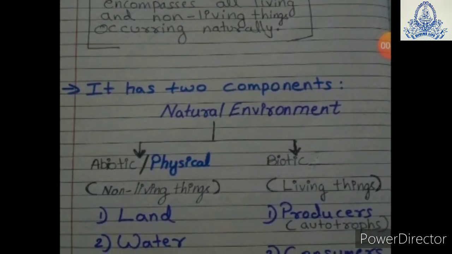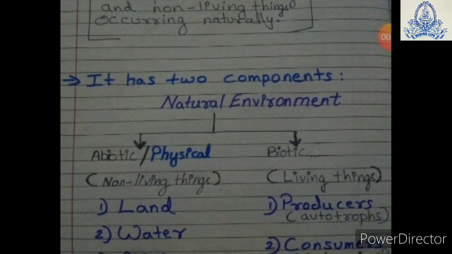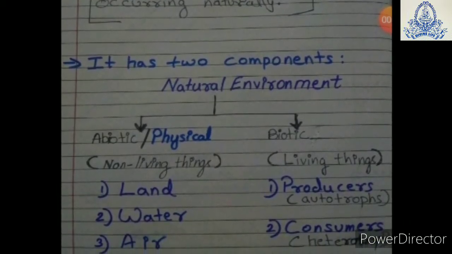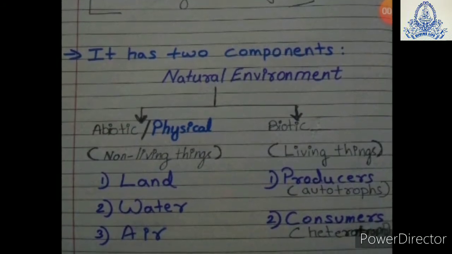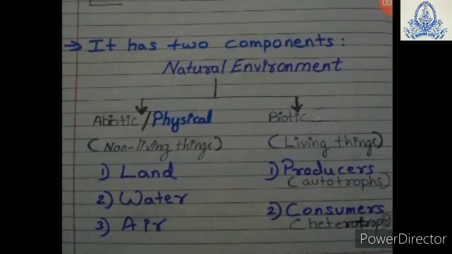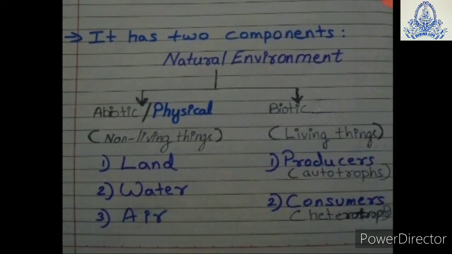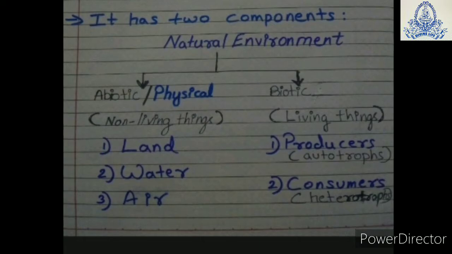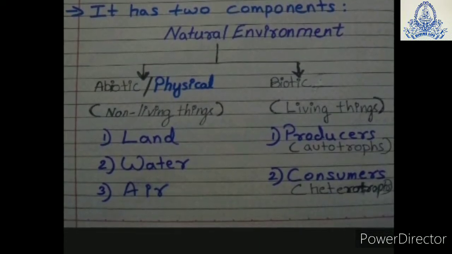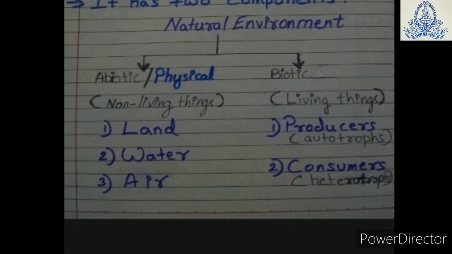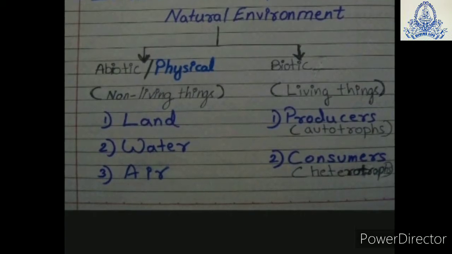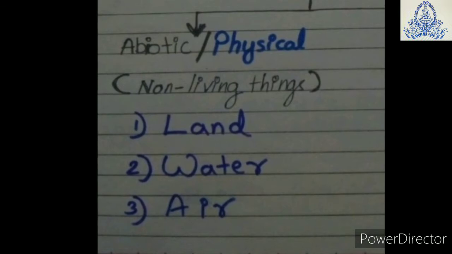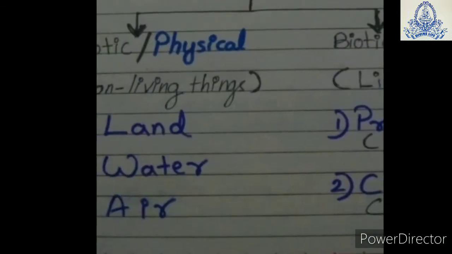In simple terms, we can say the basic conditions which we require to live on this planet, either on land or water, those conditions are called environment. So natural environment means what? Naturally made. So here this natural environment is divided into two components. You can see here, one abiotic, another is biotic.